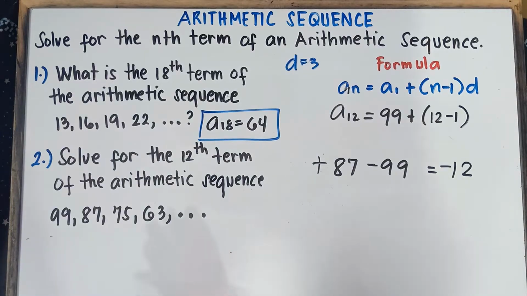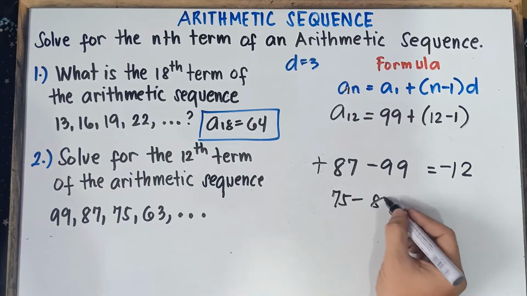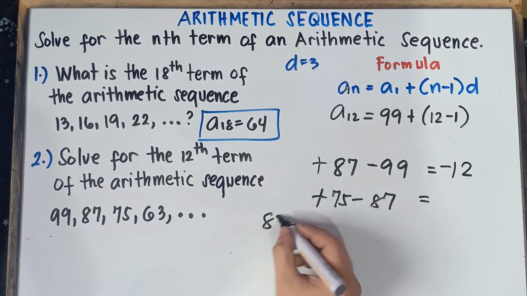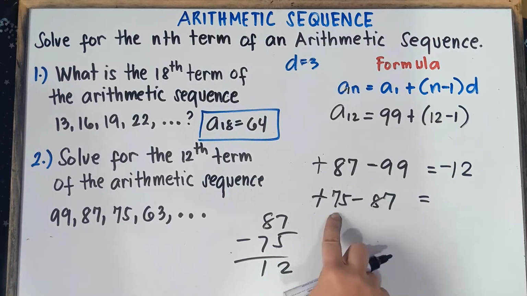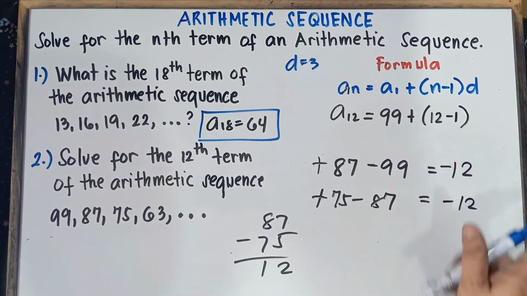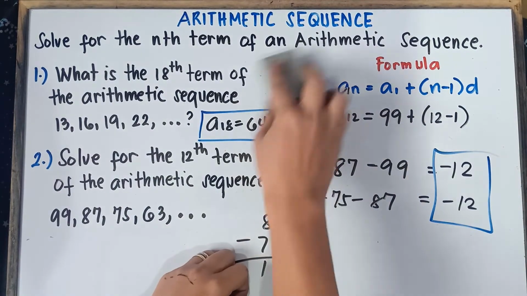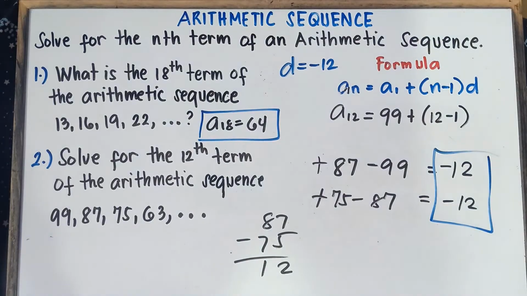We also check, class, by subtracting the third term by the second term. So 75 minus 87. Once again, positive 75, negative 87, unlike signs, subtract 87 minus 75, so that would be 12. And then 87 is greater than 75, we copy the sign of 87, that would be negative 12. Yup, you have the same common difference. Alright, so therefore, the common difference with regards to example number 2 is negative 12.